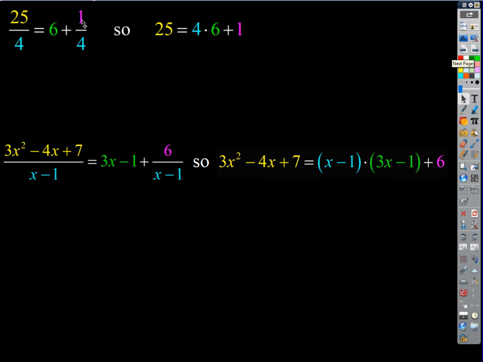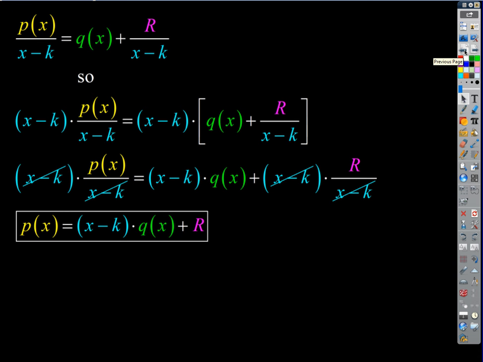So what's that tell us then? If I multiply each side through by 4, we know 25 equals 4 times 6 plus the remainder of 1. If I distribute the 4 through the right side, the 4's would cancel in that second term and I get something like that. Same thing we saw here in general.